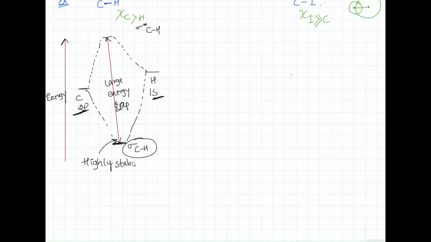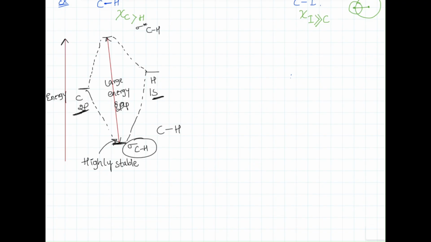The splitting will push the sigma C-H to much lower energy. That means the sigma C-H has high stability, and the bond between carbon and hydrogen is very difficult to break.